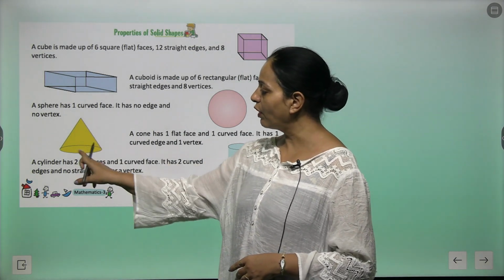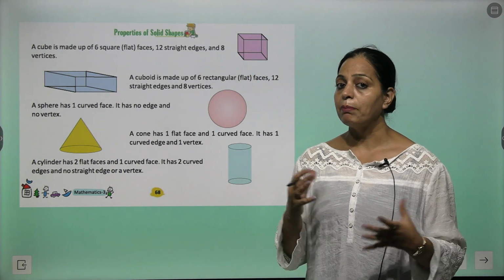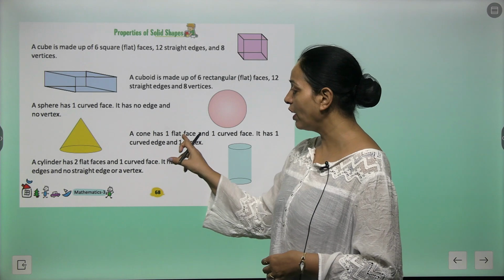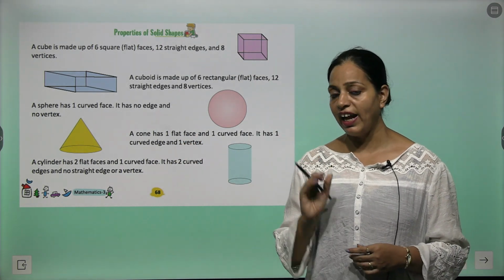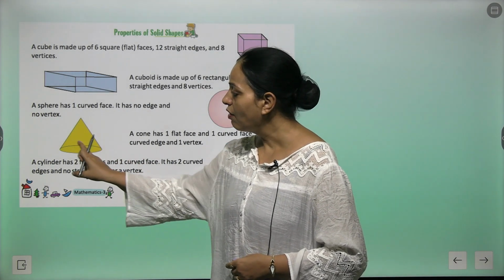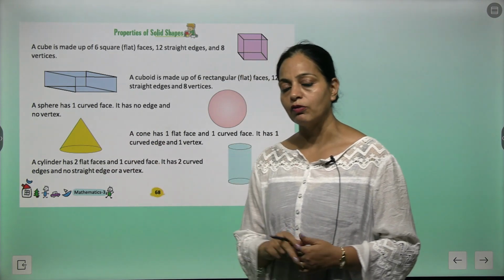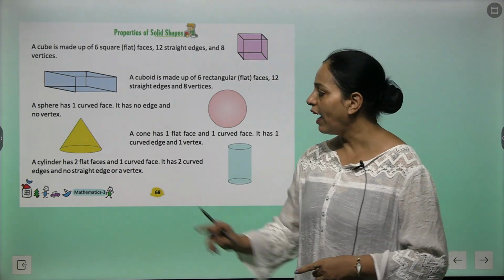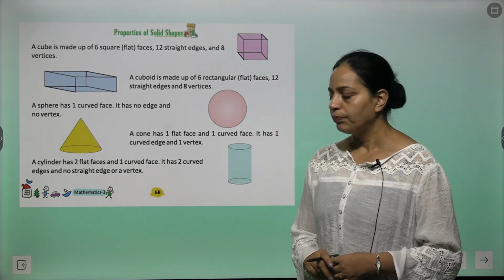Now you can see this figure, yellow one. This is a cone. Like you have seen birthday caps, ice cream cone. So a cone has one flat face and one curved face. It has one curved edge and one vertex. You can see this one is a flat and this one around this, that is a curve. So one flat surface and one curved face, right? And one vertex and one curved edge.